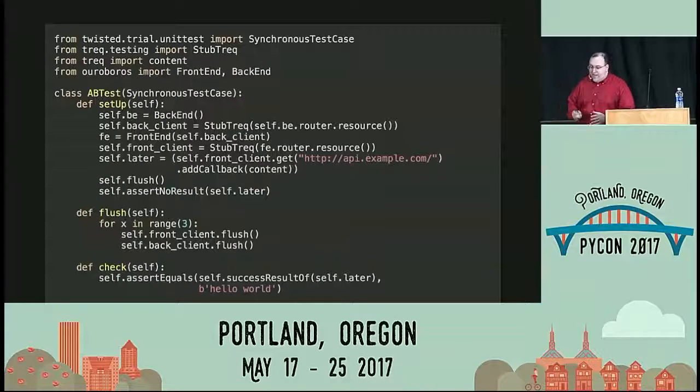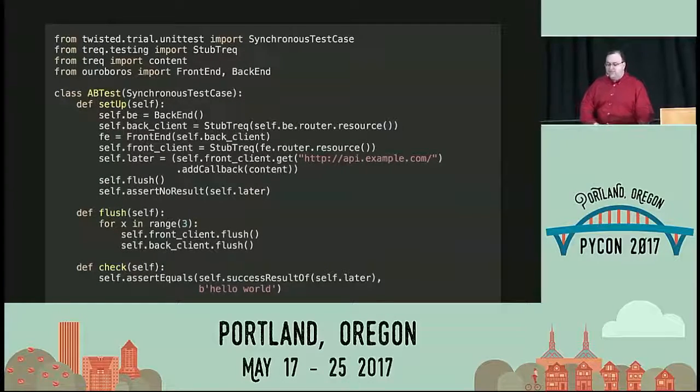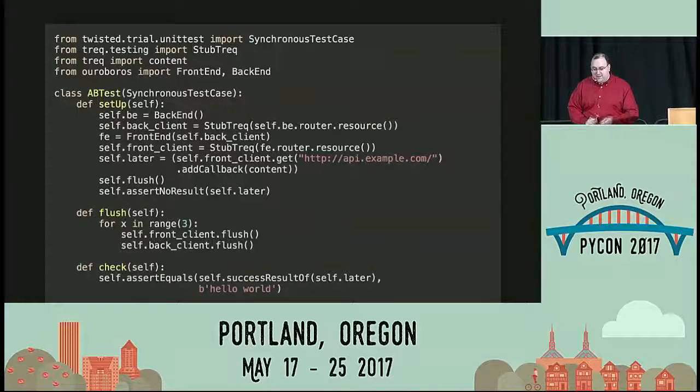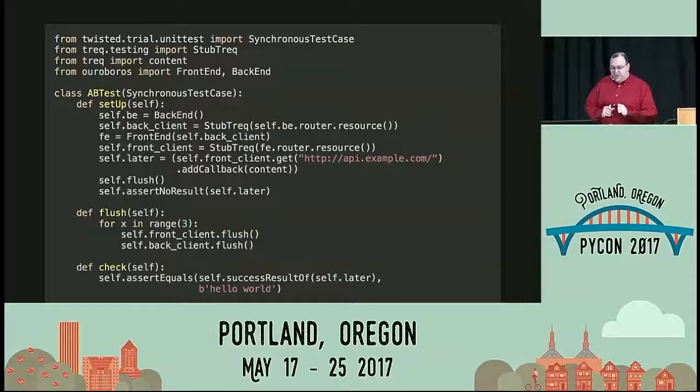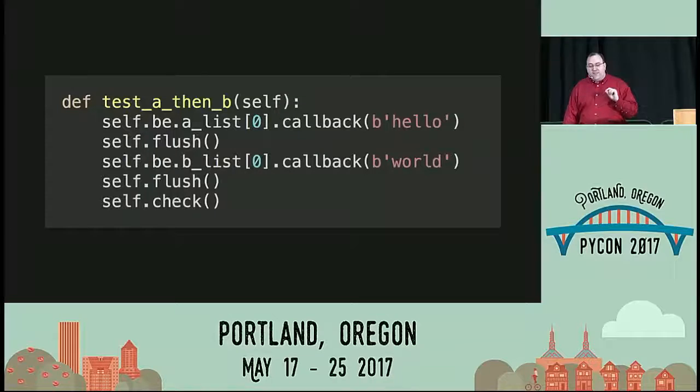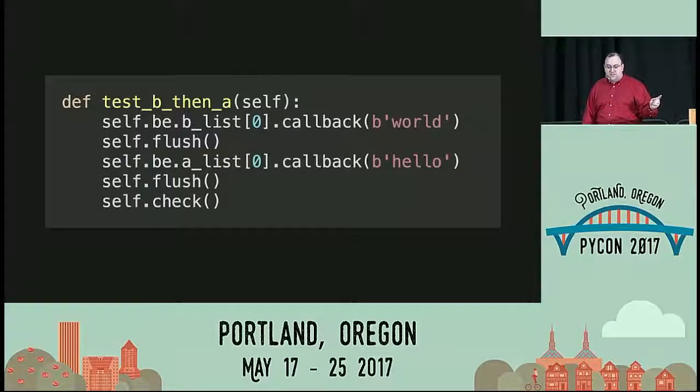And now we have the setup. We make a backend. We connect the backend to a stub treq. We make a front end, connect the front end to a stub treq, and then we flush it so everything's all set up, and then we have a check which makes sure that the request that was made has the content hello world. If you can't get all of this, if you get the gist, it's fine. The important slide is the next one, which is we can then test that this API works, whether it's A that fires first as a response, or it's B that fires first. Both of these are now tests that you can run.